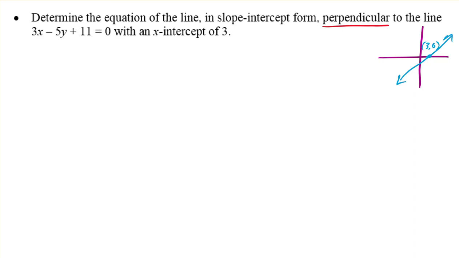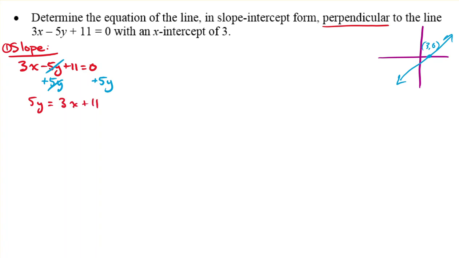We're going to start off the same way we did last time. They're giving us a point, and they're telling us a slope. Okay, well, let's first find the slope of this line. So 3x minus 5y plus 11 equals 0. How I'm going to get y by itself is I'm going to add 5y to both sides. So I end up with 5y equals 3x plus 11. And then I'm going to divide everything by 5. So I get y equals 3/5 x plus 11/5.